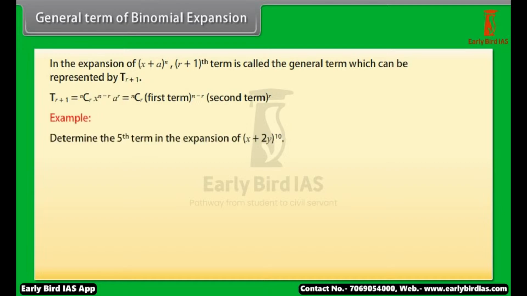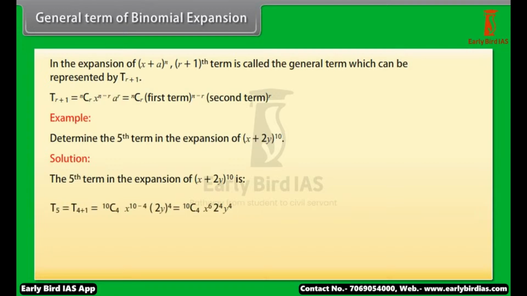Example: determine the 5th term in the expansion of x plus 2y raised to power 10. Solution: the 5th term in the expansion of x plus 2y raised to power 10 is given below. 3360 into x raised to power 6 into y raised to power 4.